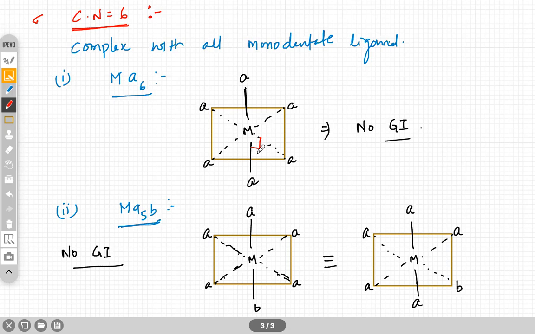Is it 90 degree? Yes. Right, so this angle is 90 degree.